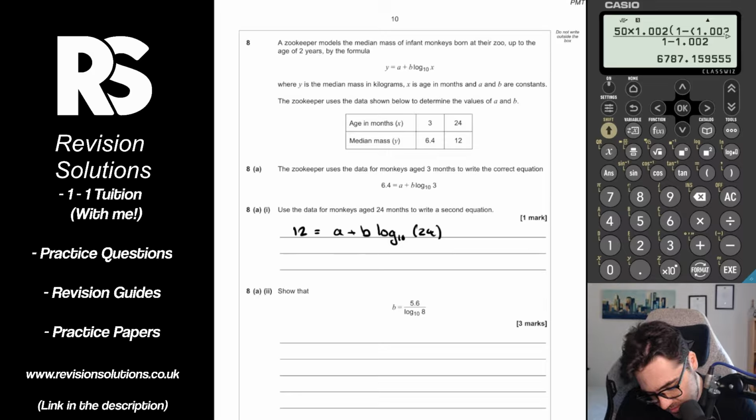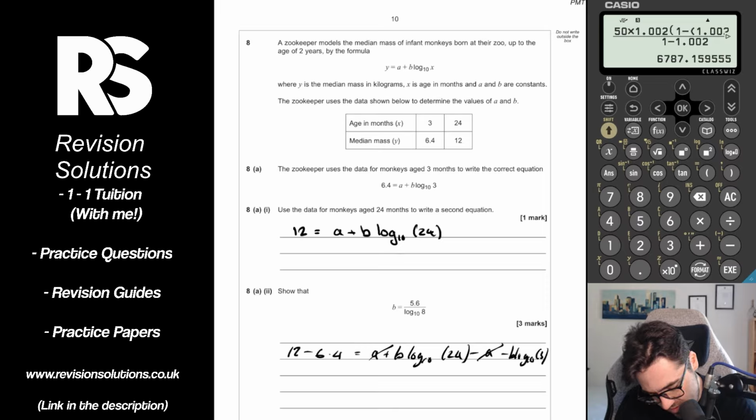Then they've asked us to show that B is 5.6 over log base 10 of 8. So we've got two equations now with two variables, so we can solve simultaneously. So if I subtract one equation from the other, let's subtract their equation from mine, then we'd get 12 minus 6.4 equals A plus B log base 10 of 24 minus A minus B log base 10 of 3. So obviously the A's cancel, that's why I've done this.